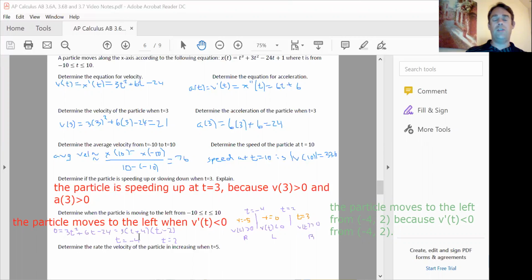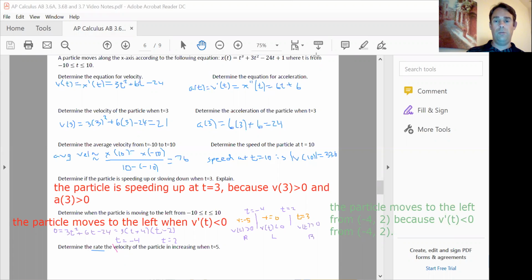Determine the rate of the velocity. Ooh, that's an interesting question. Notice what they say here: determine the rate. So rate is a derivative. The rate of the velocity. So they want me to find the derivative of velocity.